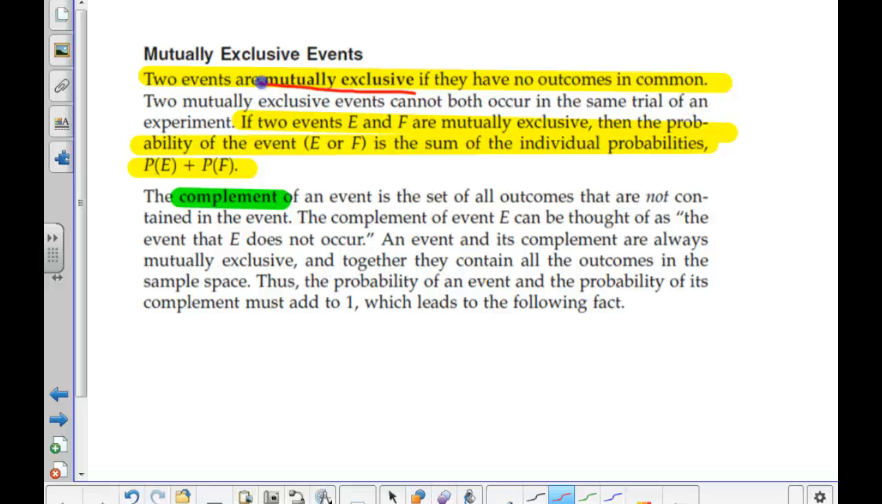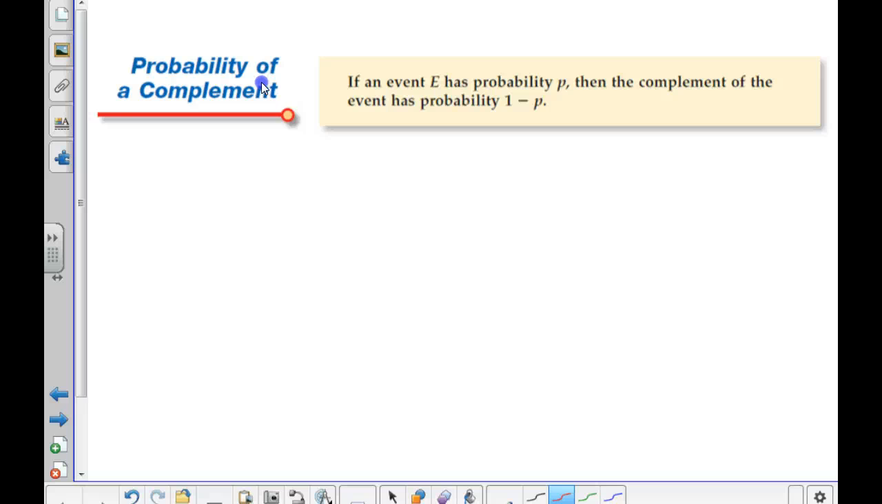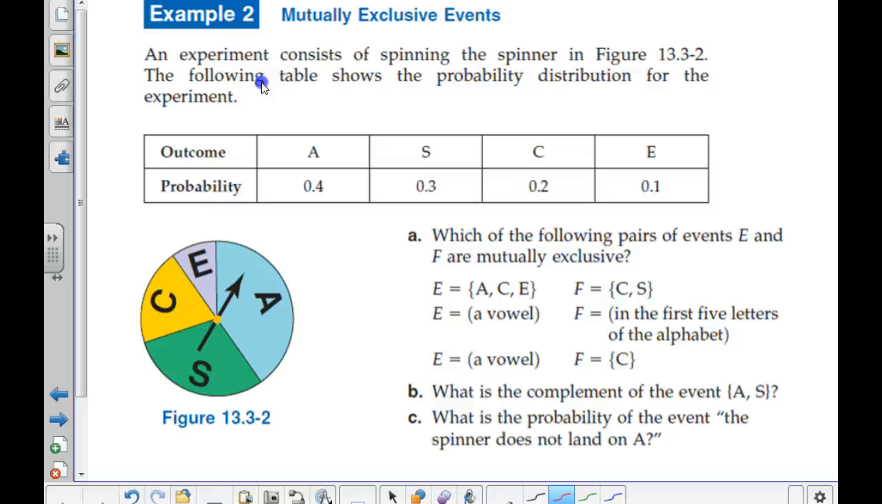If it's an "or" and they're mutually exclusive, yes, you just add their probabilities together. It says, which of the following pairs of events, E and F, are mutually exclusive? An experiment consisted of spinning the spinner. The following table shows the probability distribution, because it's a goofy way that this spinner is made. Are these mutually exclusive? E and F, is there any overlap between this E and this F right here? Yeah. So these are not mutually exclusive because the letter C is in both.